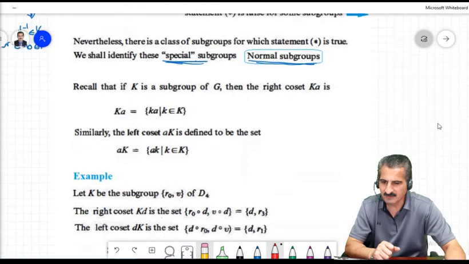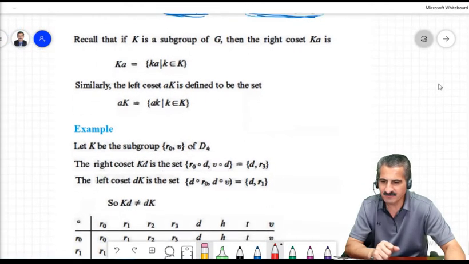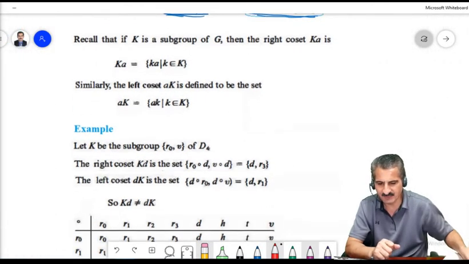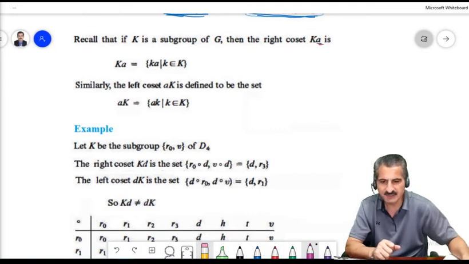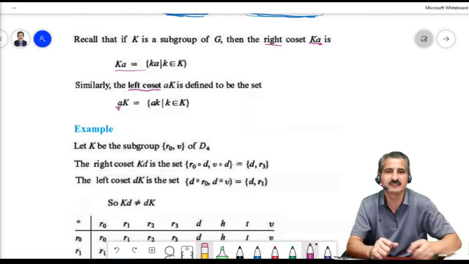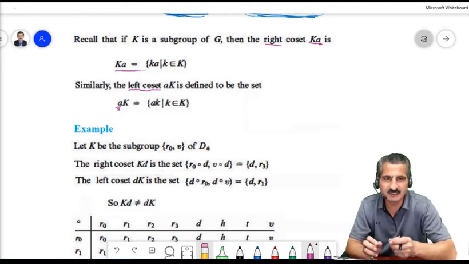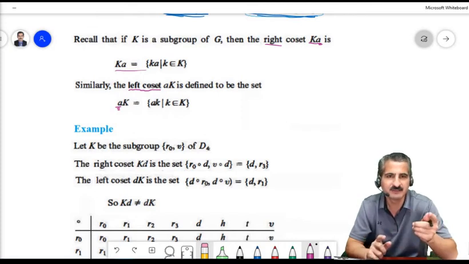Okay, so let's go for it. We have defined the right coset as we have seen before: K to the A, A to the right of K, so we said right coset, and the definition is here. Similarly, the left coset is defined in a similar way, but we multiply A to the left of K. We might be in a group which is not abelian, and then this multiplication matters. We multiply A from the right of every element of K, or from the left. The result might be different.